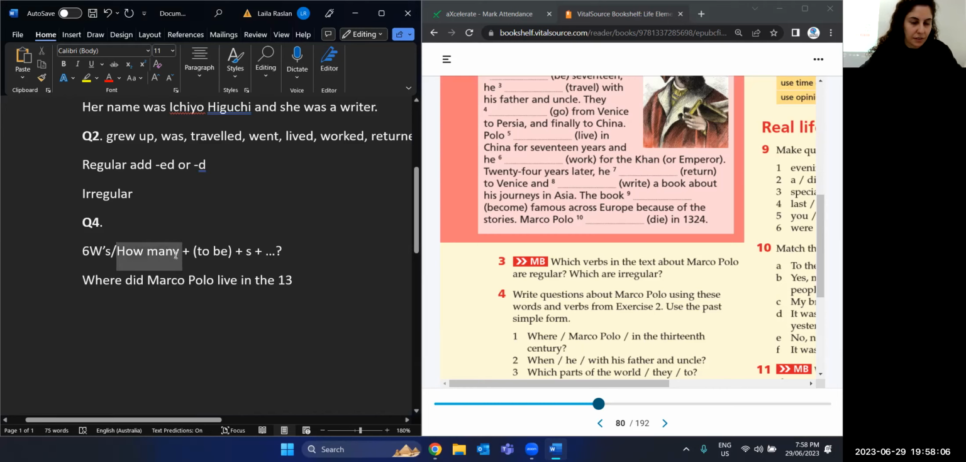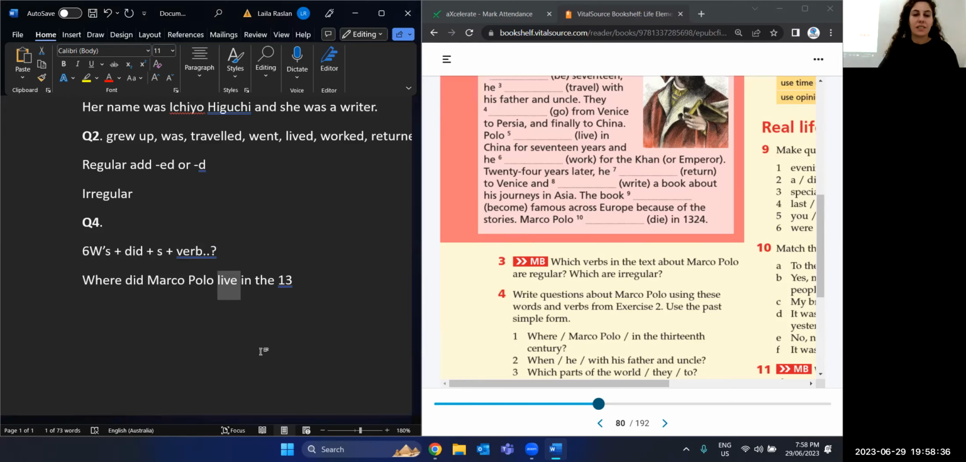Okay, so we have, we're using this rule with the did. Where did, so not to be, where did, subject, Marco Polo, and then the action here. So that's our rule. So where did Marco Polo live? Remember that this is the main verb, and it does not have an ed or ing or anything like that. It's just the verb: live, sleep, eat, play, read.